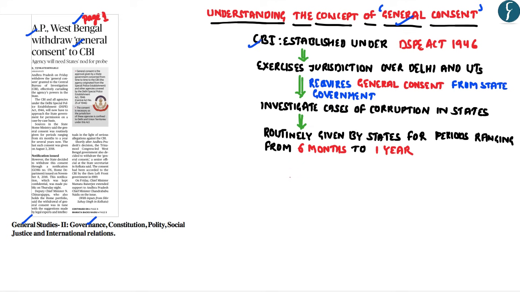Now, the Central Bureau of Investigation has been established under the Delhi Special Police Establishment Act 1946. Under this act, the CBI exercises its jurisdiction over Delhi and other union territories. However, in order to investigate cases of corruption in the states, it would require the general consent from the respective state governments. And such general consent is routinely given by the states for a period ranging from 6 months to 1 year.